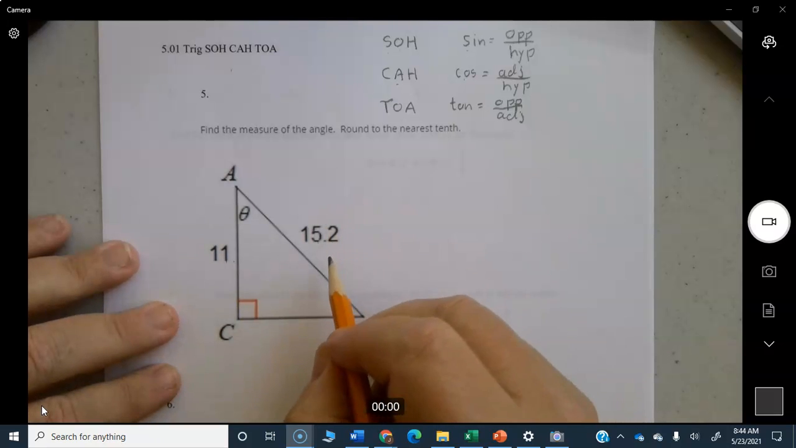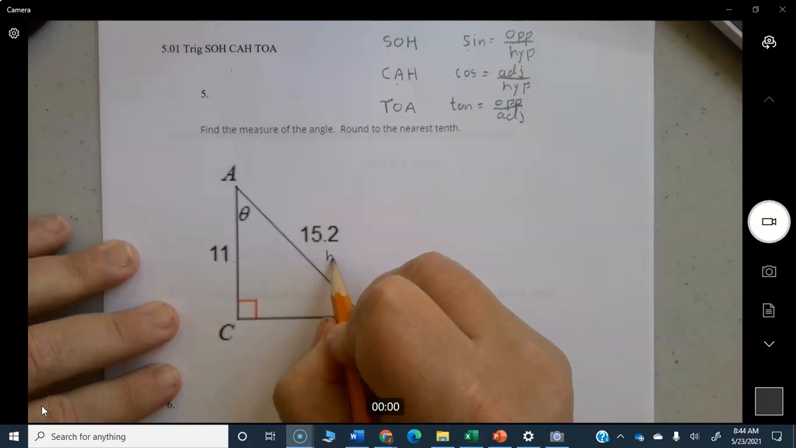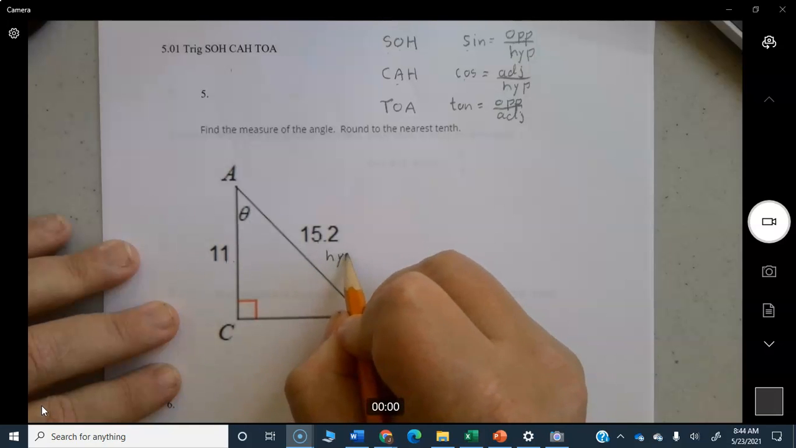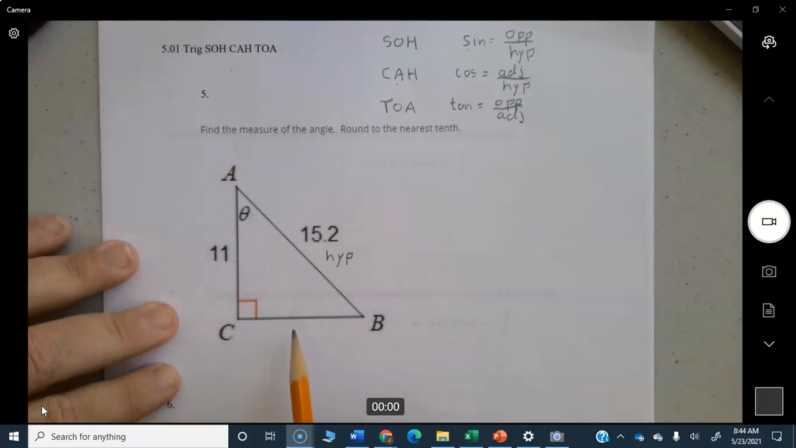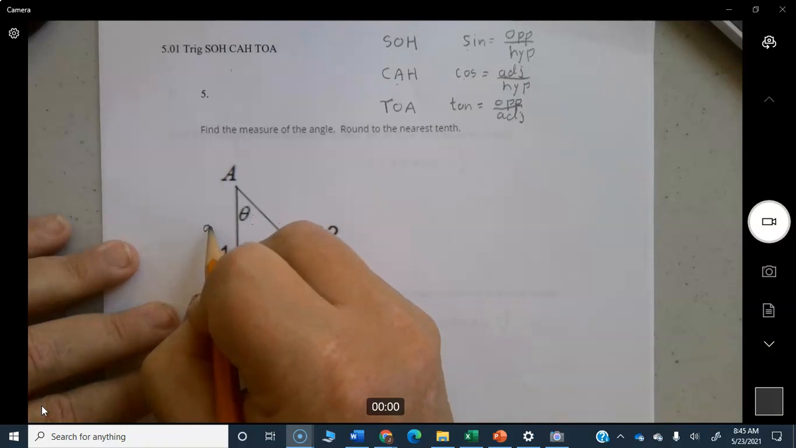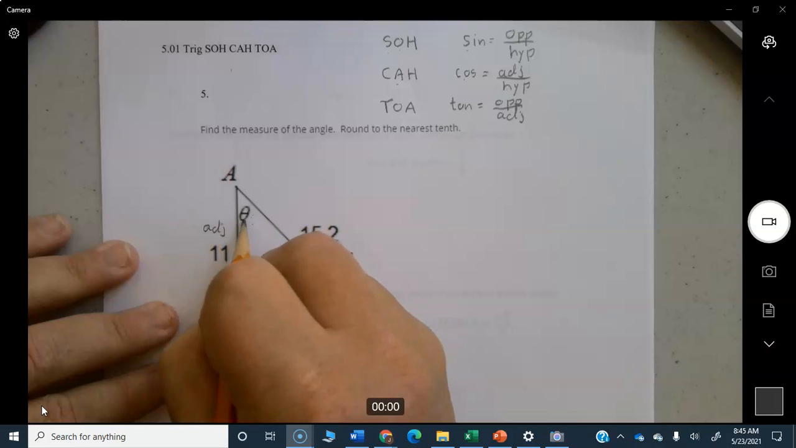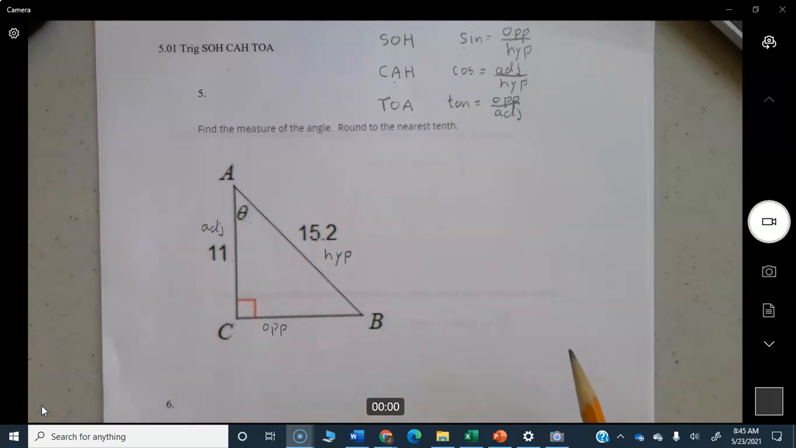So first of all, we label the sides. So the longest side is the hypotenuse. Okay. Then here's the angle. So the side opposite that is the opposite. And then the other guy is the adjacent, the one next to the angle that we're interested in, but that is not the hypotenuse. That's the adjacent, okay?